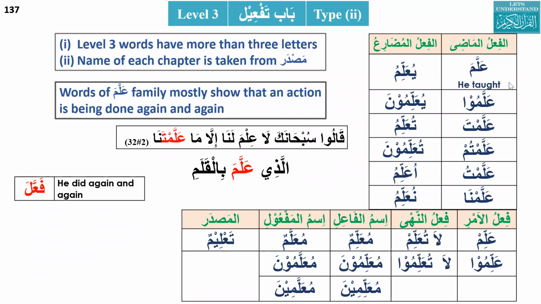And all the verbs in this level have more than three letters. But in level 1 and 2, we have only three-letter words. That's why they are level 1 and 2. They are called fi'il thulasi mujarrid. Mujarrid means only three letters. But here in level 3, words have more than three letters, and the name of the chapter will be on Masdar.